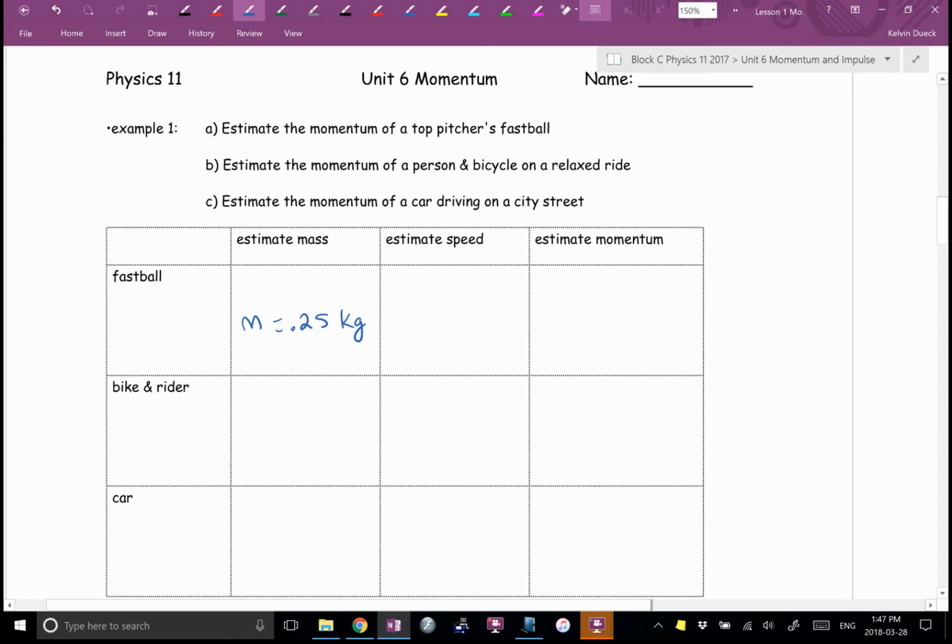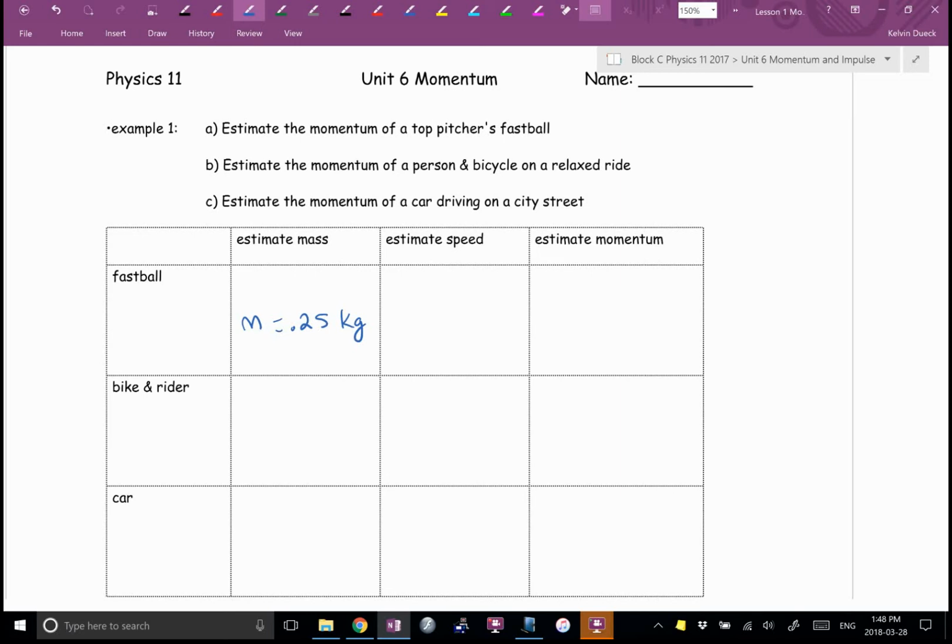Now, this does say the momentum of a top pitcher. Does anybody watch baseball in the major leagues? What do the top pitchers occasionally peak out at? You'll probably have to give me an answer in miles per hour, but that's okay, it's a nice round number. 100. I need to convert that to meters per second. I have a bit of a shortcut: 100 miles per hour, if you divide it by 2, is roughly meters per second.